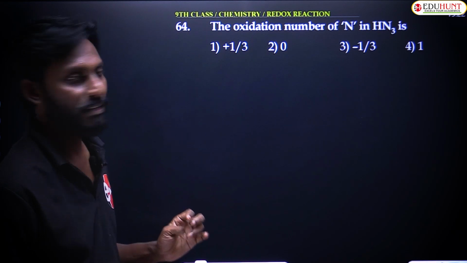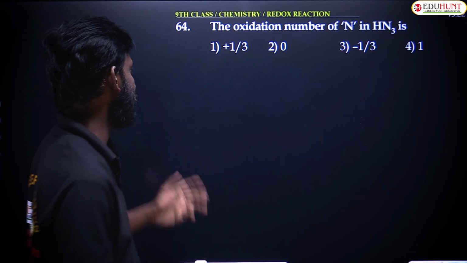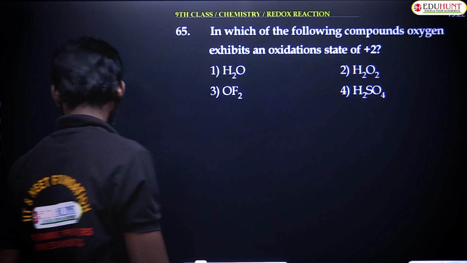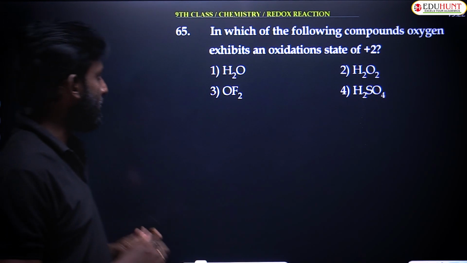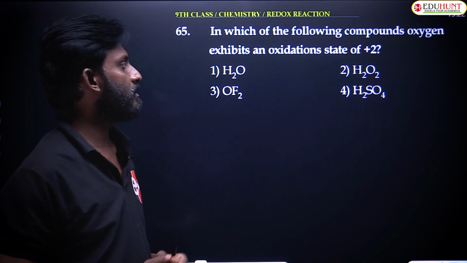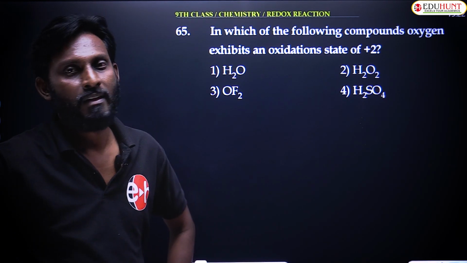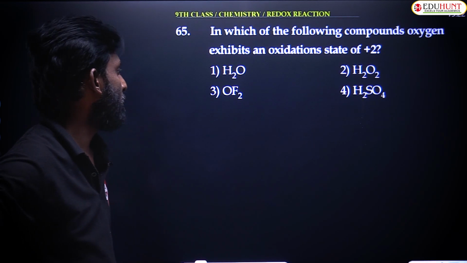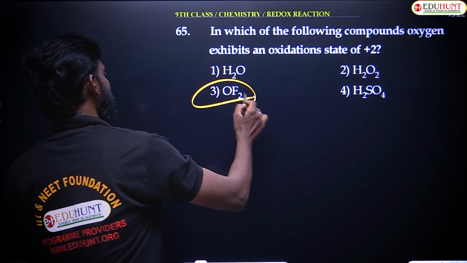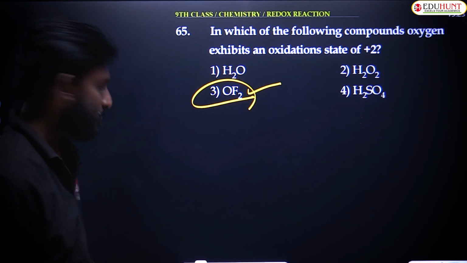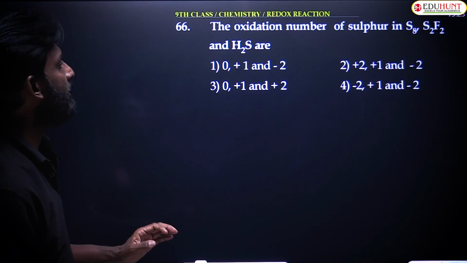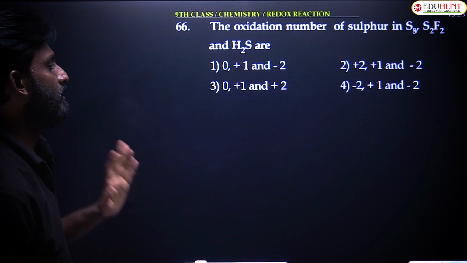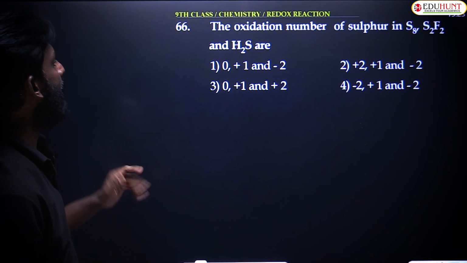The oxidation number of nitrogen in HN3. See how many times you are getting this question. So -1/3. Yes. In which of the following compounds does oxygen exhibit an oxidation state of +2? So many times we are getting the oxidation number of OF2. That much important it is. OF2.